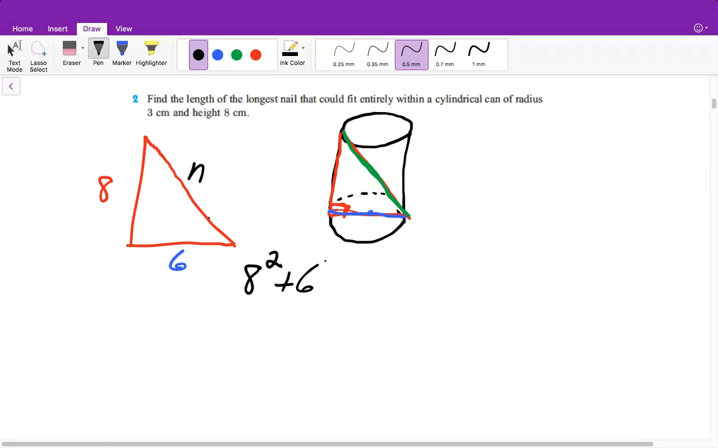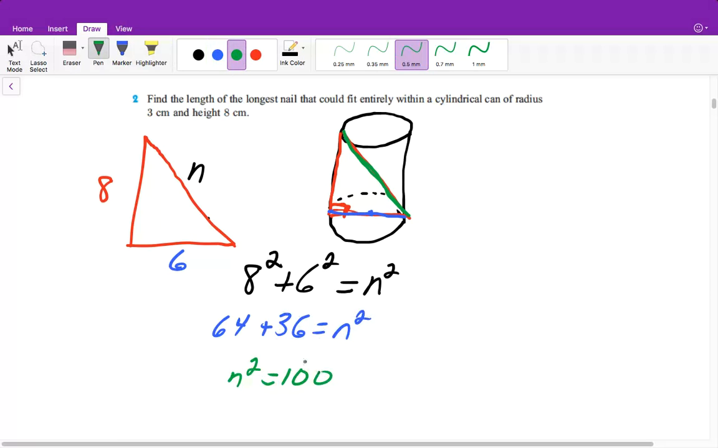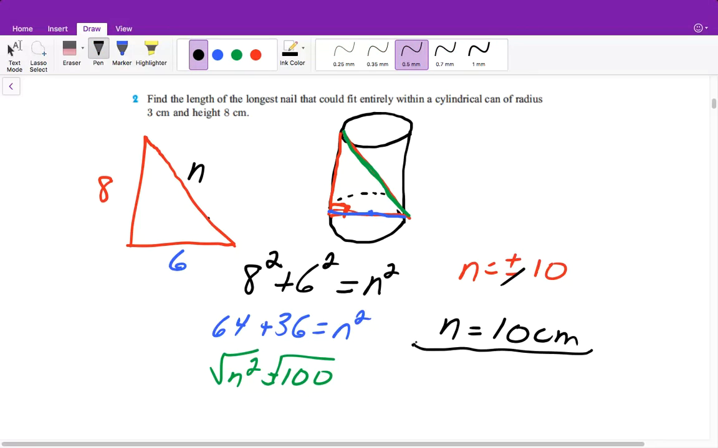8 squared plus 6 squared is equal to n squared. So we have 64 plus 36 is equal to n squared, then n squared is equal to 100. We take the square root of each side, so n is equal to plus or minus 10. We reject the negative because we can't have a negative length. So n is equal to 10 centimeters. That would be the longest nail that you can possibly fit in this can.